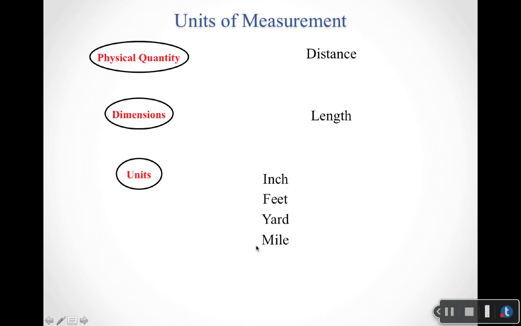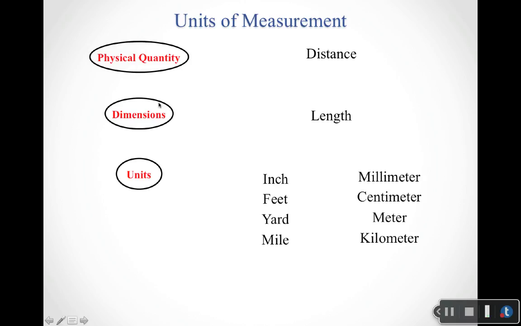So for length, if we've got short lengths, we might give a short length in inches or maybe feet or maybe even yards. Longer lengths we might give in miles. Or we've got a whole other set: we can give short lengths in millimeters or centimeters and longer lengths in meters and kilometers. And so you notice that there are a lot of different units that all have the same dimension.